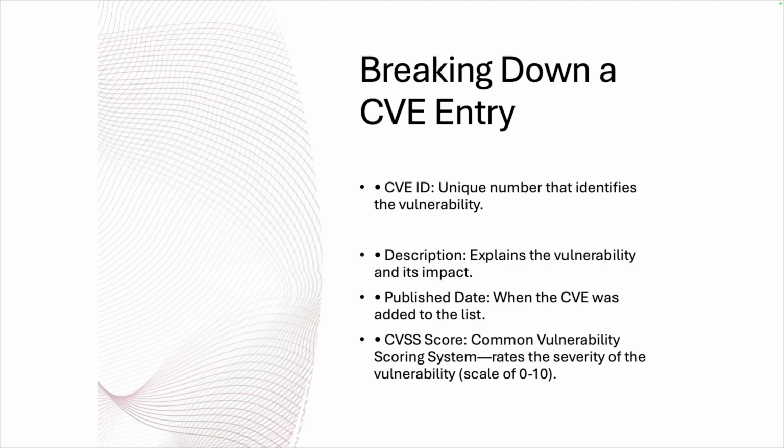Then it has what we call the CVSS score. That is what we call the Common Vulnerability Scoring System. This rates the severity of the vulnerability. So it gives the vulnerability a rating, like this vulnerability is a 7, or an 8. And it has so many factors that it goes through to come up with that number. And we'll go into CVSS very shortly.